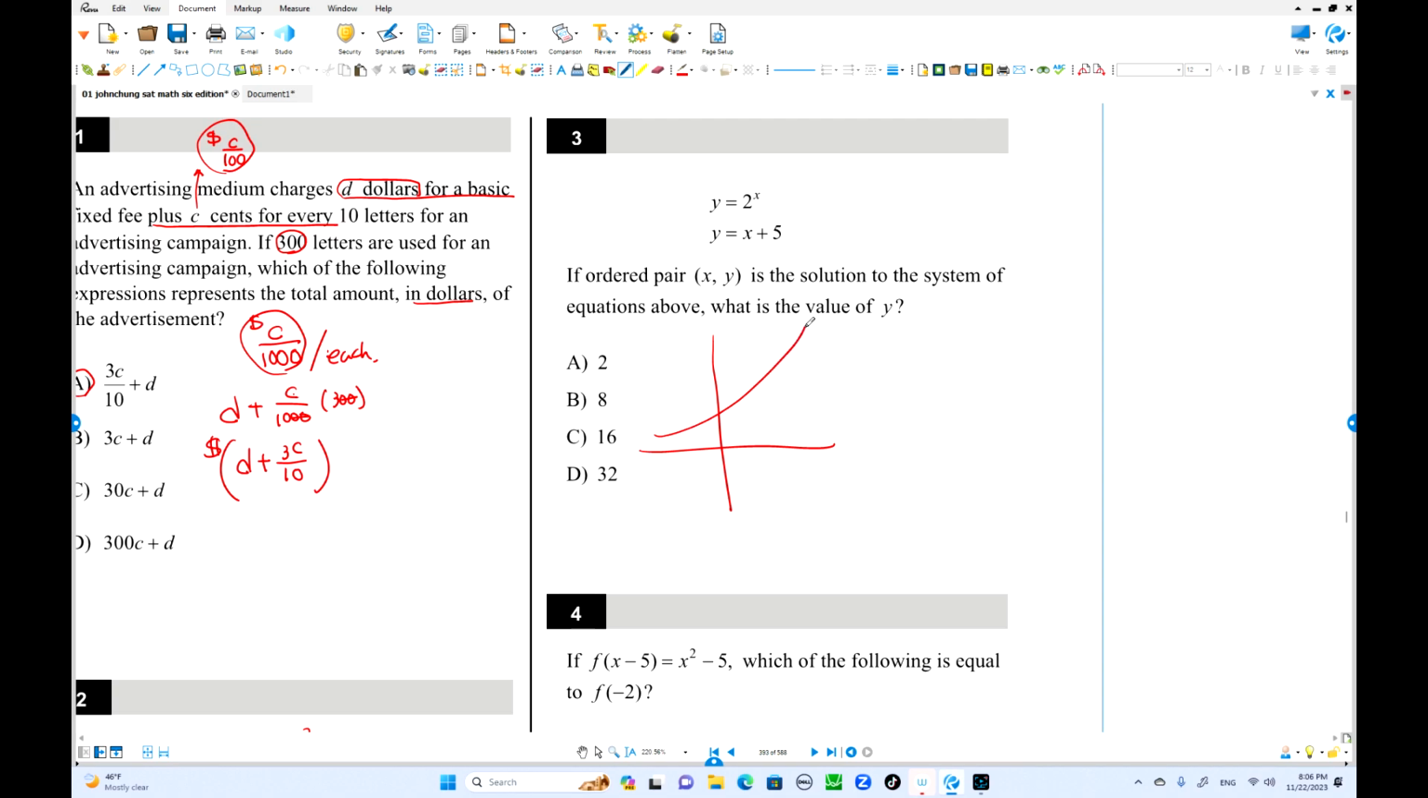So when you have the line and the exponential, 2 to the x looks like this. The other one, x plus 5, looks like this. We have 2 intersections there, okay? At these 2 points, the value of x and the value of y are equal. So you're gonna let them equal right now. So 2 to the x equals x plus 5. How to solve this one?